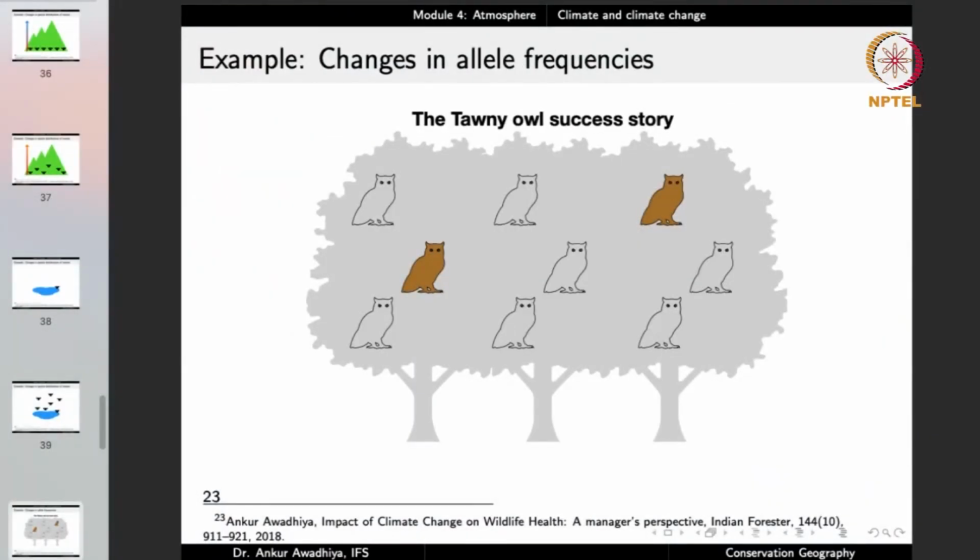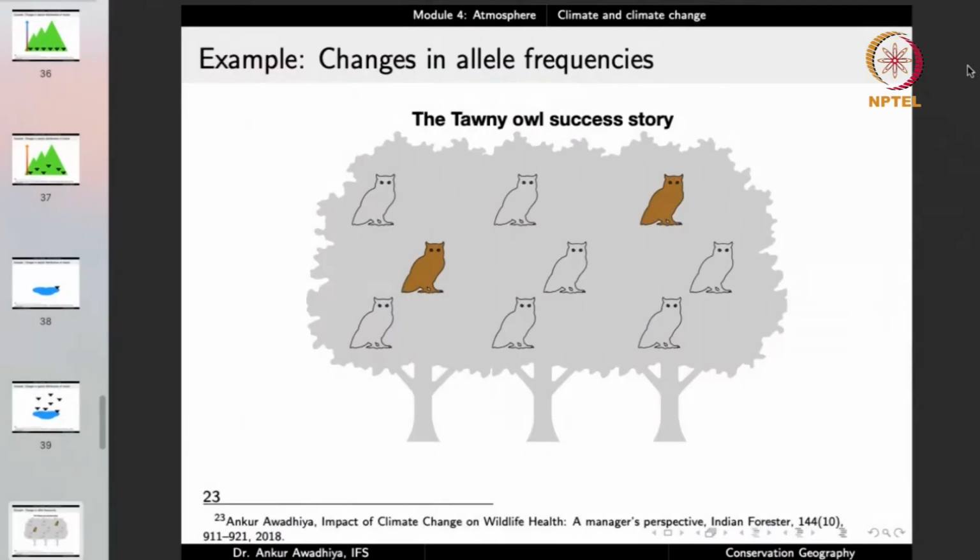We are finding changes in the allele frequency, as in the case of this tawny owl. Now, the tawny owl is found in areas in Europe and certain areas of Asia. This owl is found in two colors. One is a brown colored variant and the other is a grey colored variant. In normal circumstances, when the trees get covered with snow, the grey colored owl is very difficult to spot, whereas the brown colored owl becomes very conspicuous. This owl is a predatory bird. So, it hunts for animals such as rats and mice and rabbits.